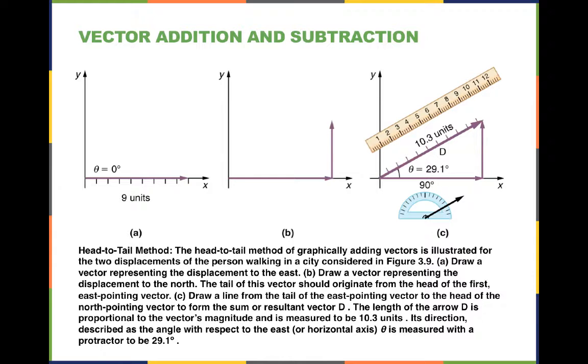Then you go to the head of that, and put the tail of the second vector, shown in B, perpendicular, which is north of the first line. You draw that line, and then in C, you draw the connecting line from the starting point to the head of the second vector and measure that, and that shows you exactly the magnitude of the displacement, and this is the resultant, or D vector. Its direction is then determined using a protractor, 29.1 degrees.